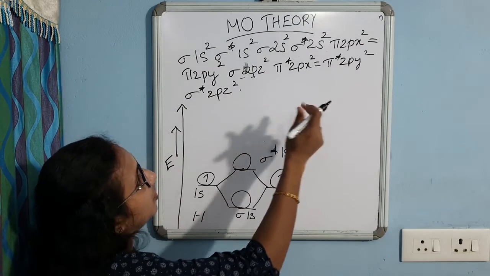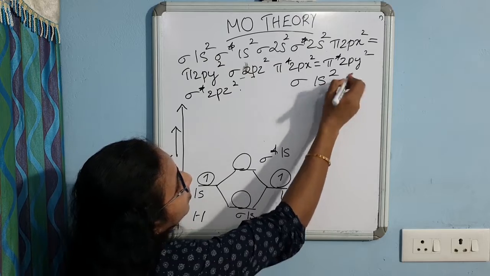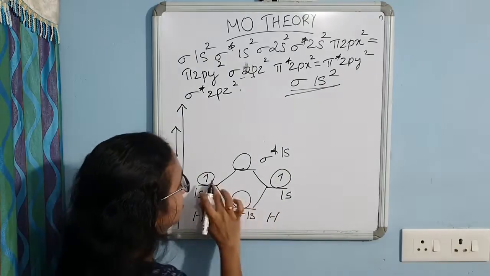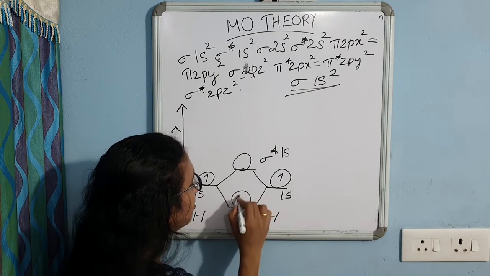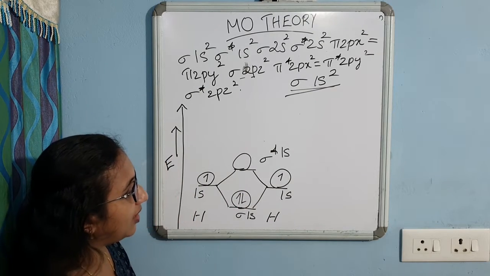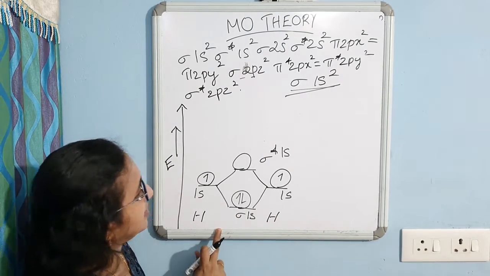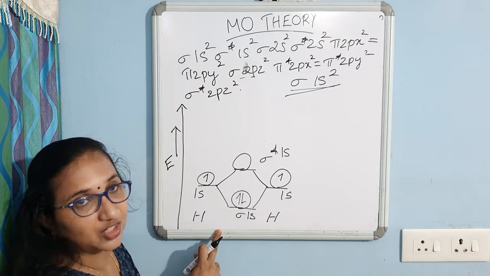And the two electrons go into the MO configuration. As per the MO configuration, it is sigma 1s2. So the two electrons, after bonding, go to the bonding molecular orbital and the antibonding orbital remains vacant. This is the MO diagram for the hydrogen molecule.